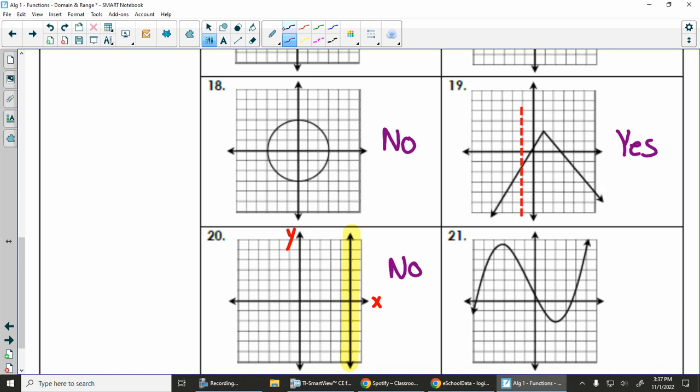And last one, 21. Okay, once again, we're going to take our vertical line and we're going to move it along our smooth curve here. And as long as that vertical line doesn't hit the graph in more than one spot anywhere, then we're okay. And here we're fine. No matter where I put that line, it only hits my graph once and only once. So this would be a function.